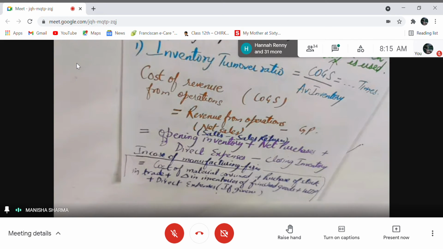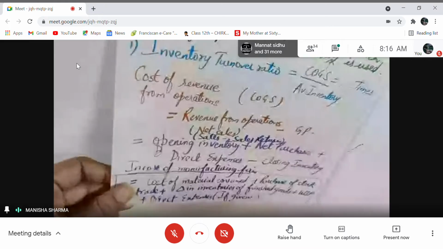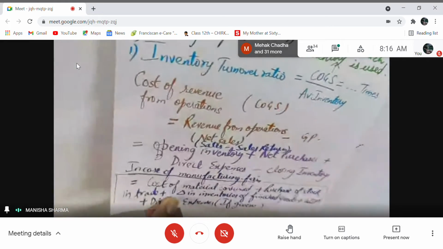Fine. So I'm repeating the formula. The repetition will not make anything clear, only learning will serve the purpose. So the formula according to schedule 3, according to profit and loss account, is cost of material consumed plus purchase of stock in trade plus change in inventory of finished goods plus work in progress plus direct expenses if given, right? So this you learn. Then comes next.